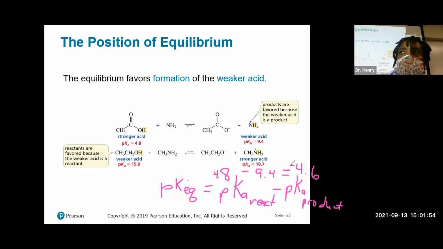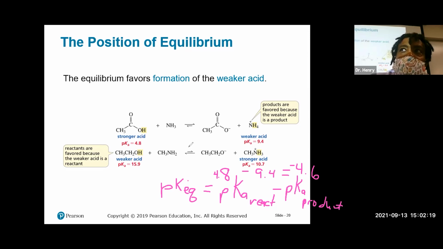Okay. So it's a negative 4.6. So that means that this value is going to be favoring which one? Is it going to be favoring the stronger acid? In this case, it's going to be favoring the weaker acid. Remember, it's always going to favor the weaker acids. So it's going to go towards the product.